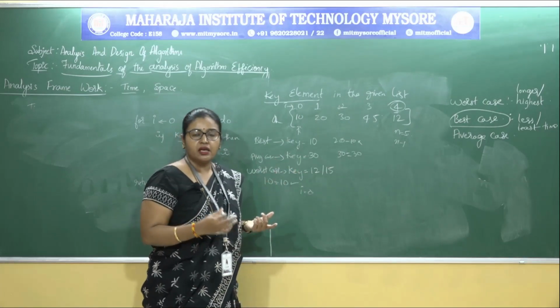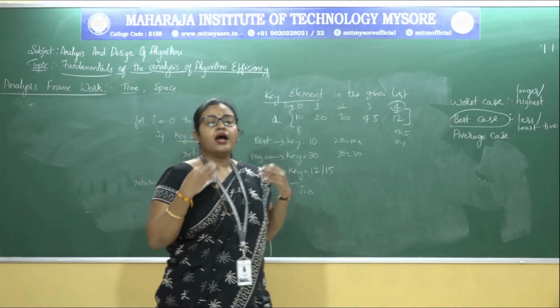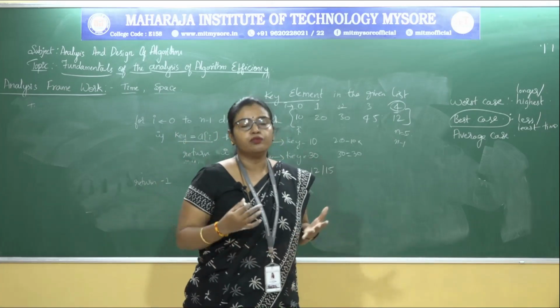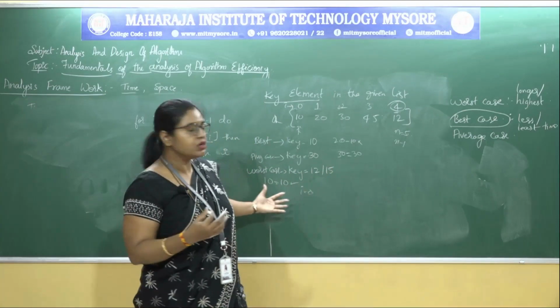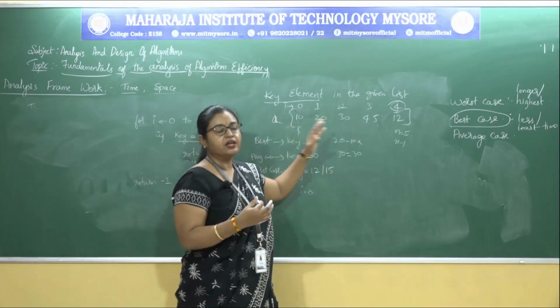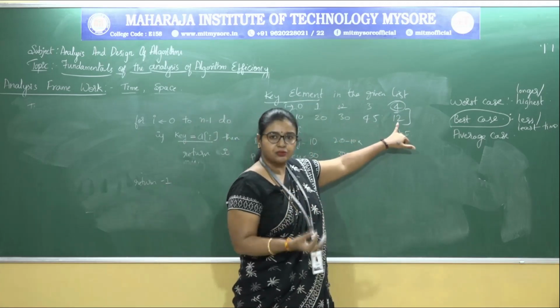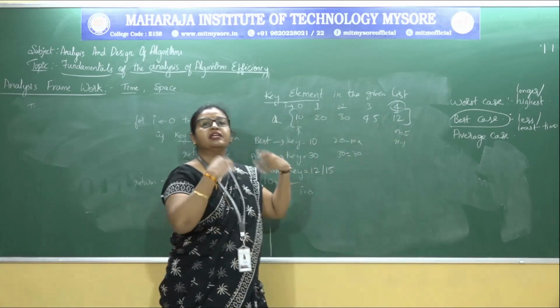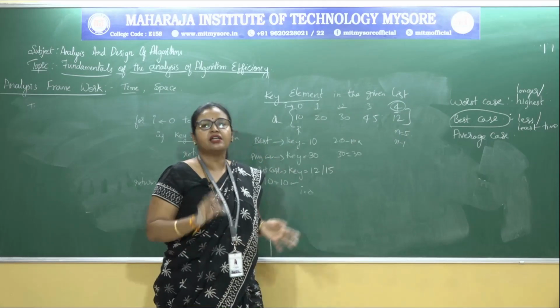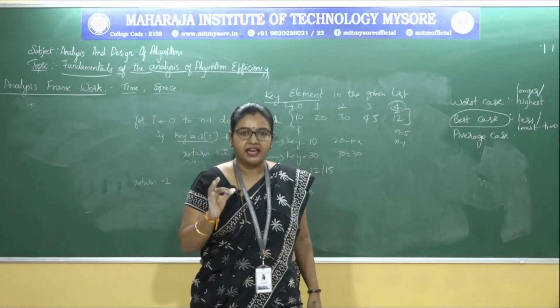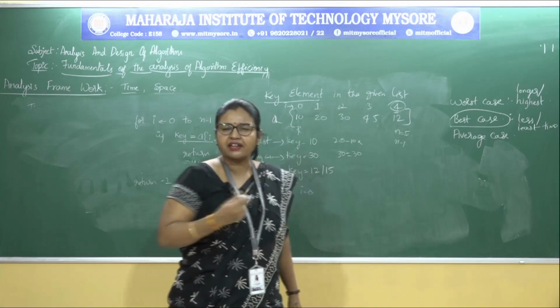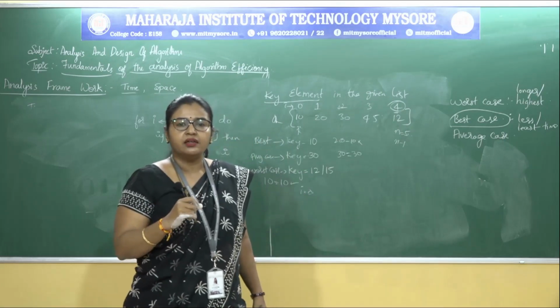What about the worst case? The algorithm which takes the highest, longest amount of time to execute is considered the worst case. Then what is the worst case in this linear search? If the key element is found at the last position, or else if the key element is not found at all, then it will be considered the worst case. Then what is that extra factor here? Can you tell me that?